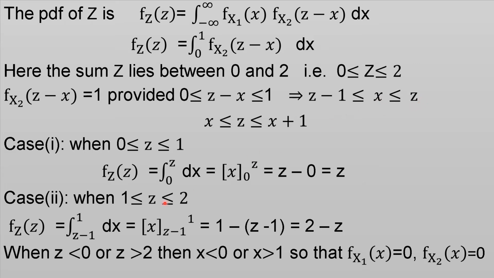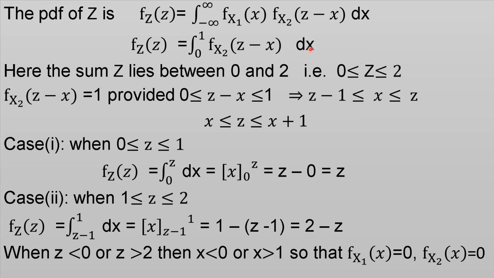Now what should be the lower limit? When z is greater than or equal to 1 and less than or equal to 2, z greater than or equal to 1 means z minus 1 will be greater than or equal to 0. Less than or equal to 2 means z minus 1 will be less than or equal to 1. When z is 2, z minus 1 will be 1. When z is less than 2, z minus 1 will be less than 1. So for all z values between 1 and 2, this z minus 1 will be between 0 and 1, and x should be greater than or equal to this value z minus 1, which is between 0 and 1.